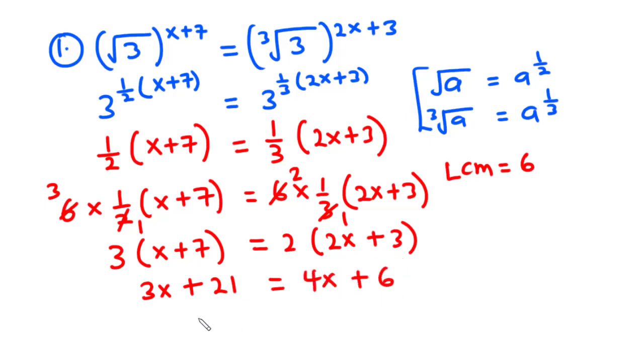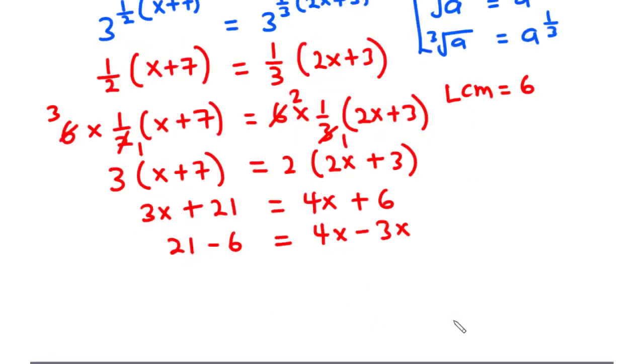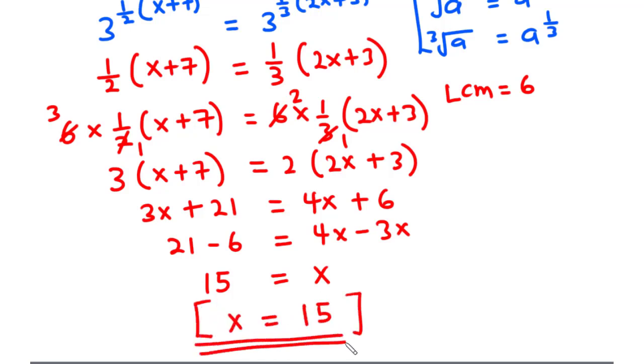Now let's transpose this 3x to the right hand side and then 6 to the left hand side. So we are going to have 21 minus 6 equals 4x minus 3x. Now 21 minus 6 is equal to 15, and then 4x minus 3x is x. So we have x to be equal to 15. So this is the value of x. Now let's solve the second question.